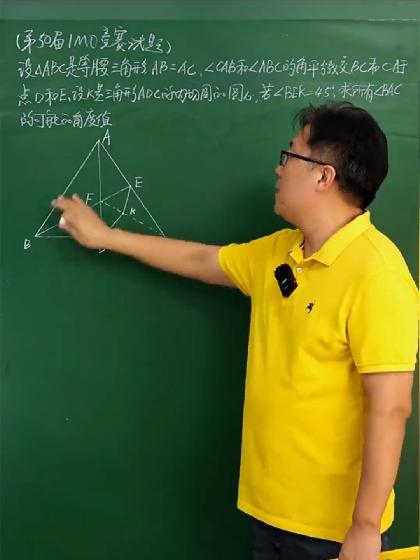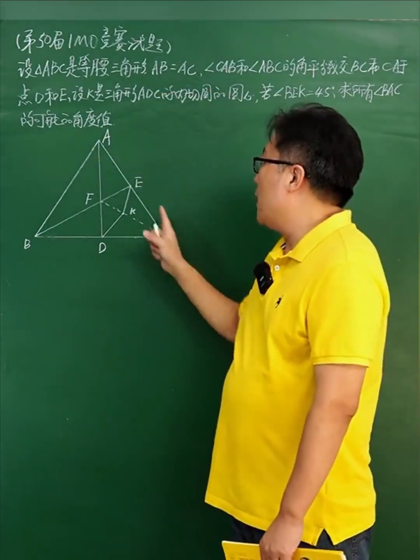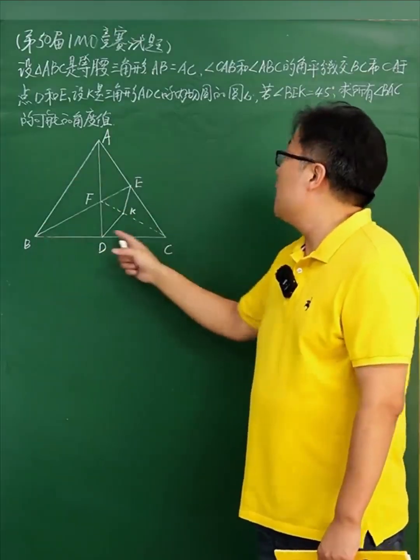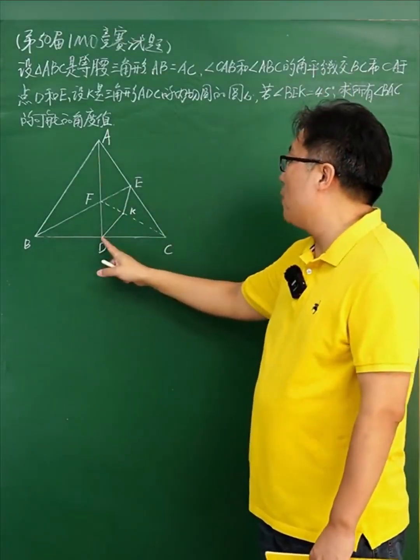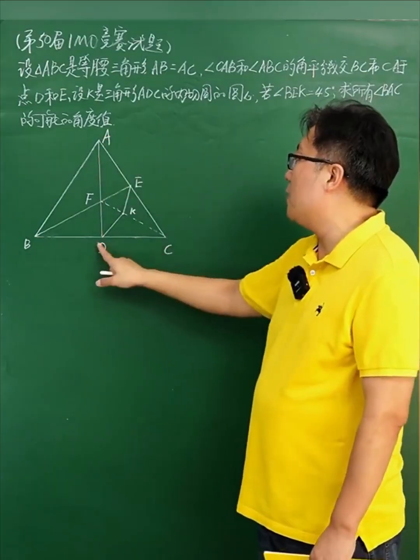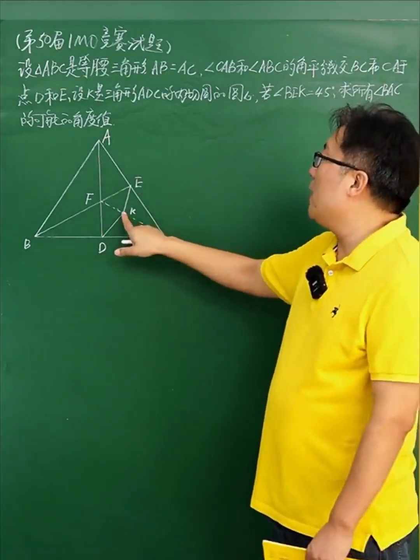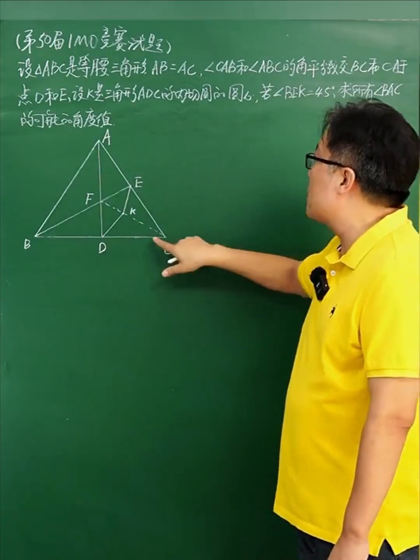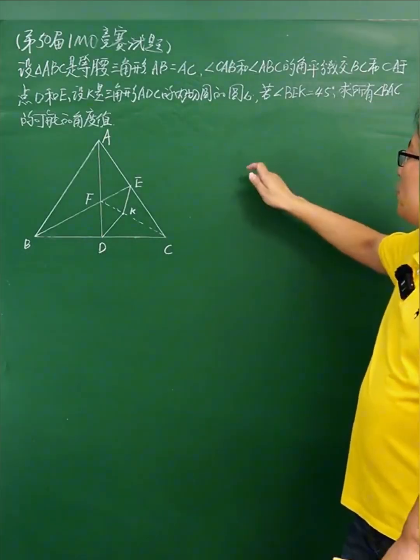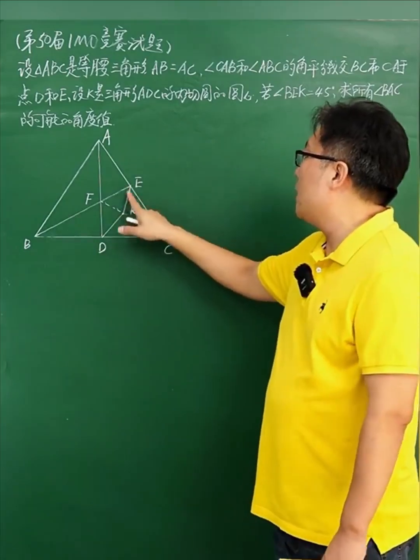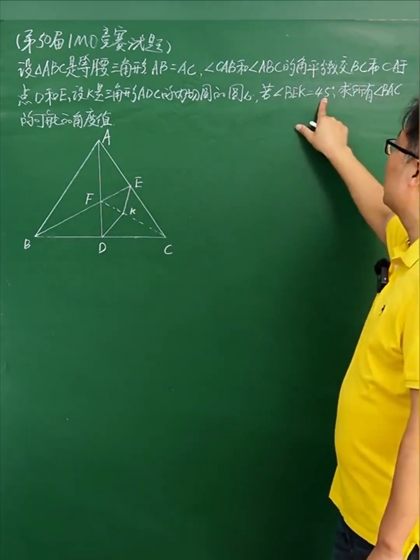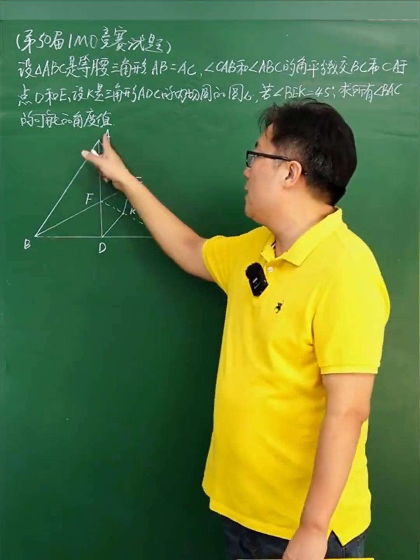We're given an isosceles triangle ABC, where the length of side AB is equal to the length of side AC. The angle bisectors of angle CAB and angle ABC intersect sides BC and AC at points D and E, respectively. Point K is defined as the incenter of triangle ADC. We're told that angle BEK, specifically this angle here, measures 45 degrees. The task is to find all possible values for angle BAC.